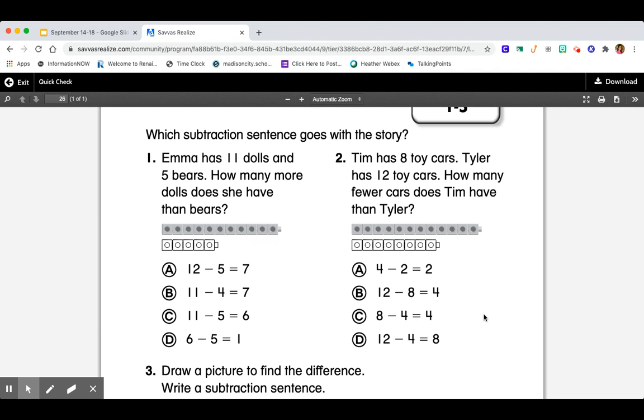Okay, so let's look at number 2. Tim has 8 toy cars. Tyler has 12 toy cars. How many fewer cars does Tim have than Tyler?